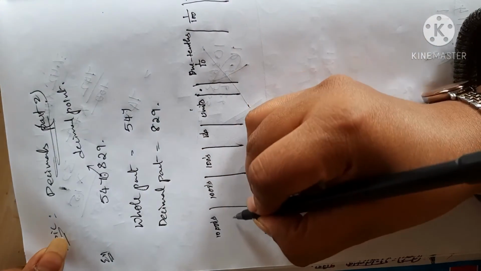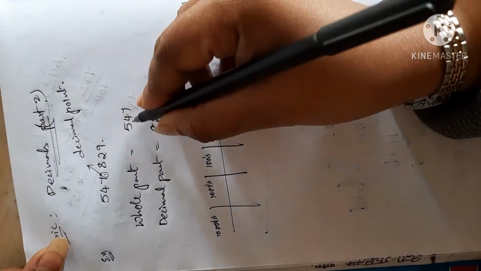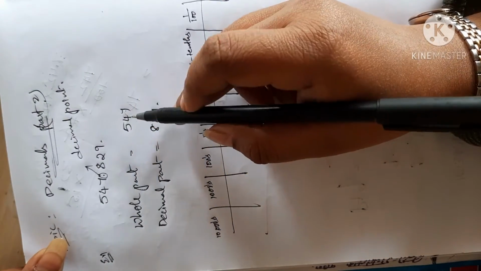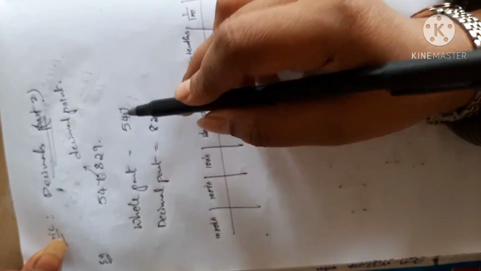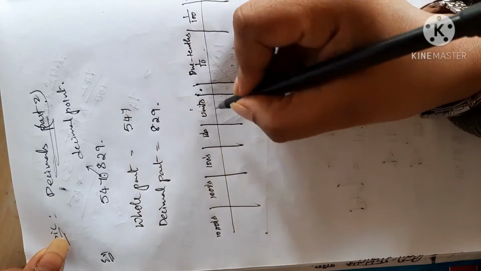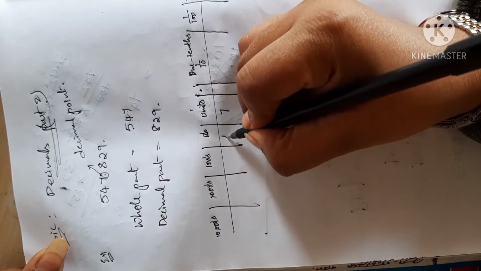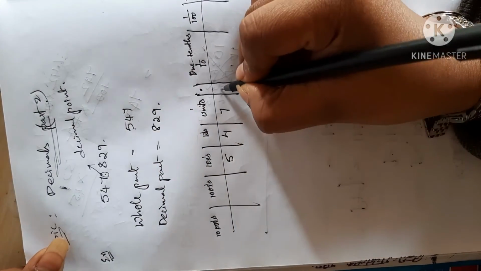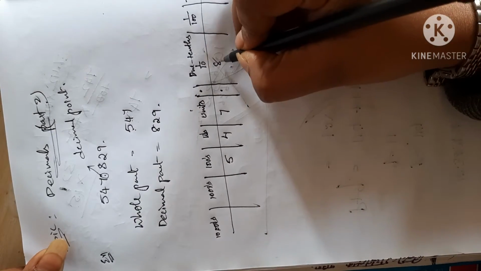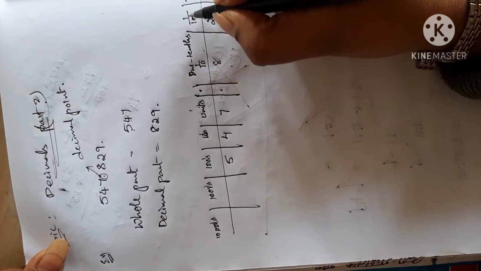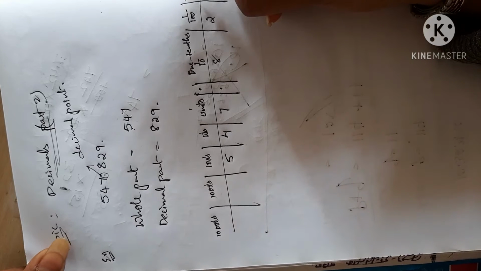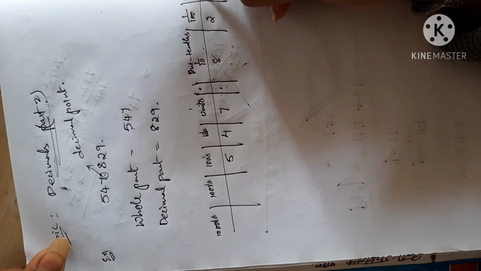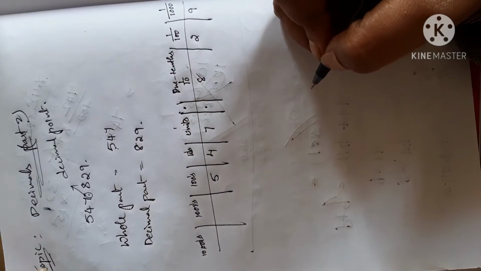If you observe carefully, now you need to substitute these values according to their places. 547, how are you going to write? 7 is in ones place, 4 is in tens place, 5 is in hundreds place. 547 point, 8 is in 1/10 place, 2 is in 1/100th place, hundredths, 1/100 is nothing but 1/100, and 9 is in 1/1000th place. This is how you are going to denote.